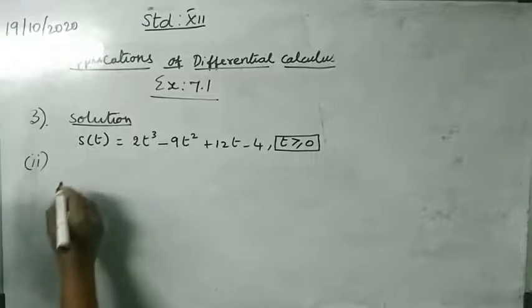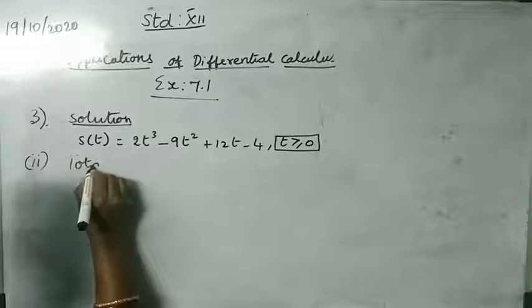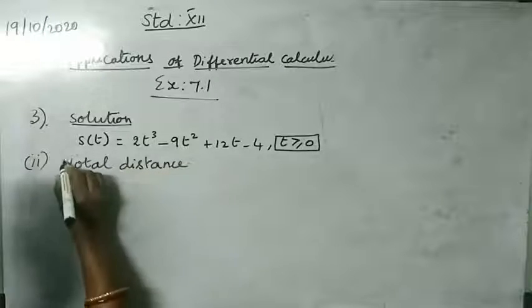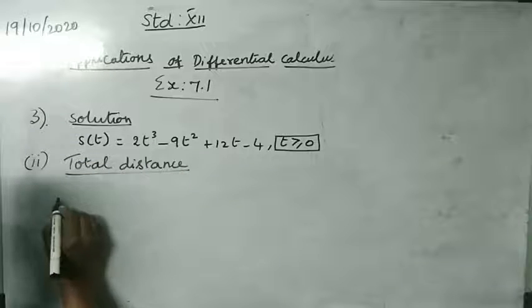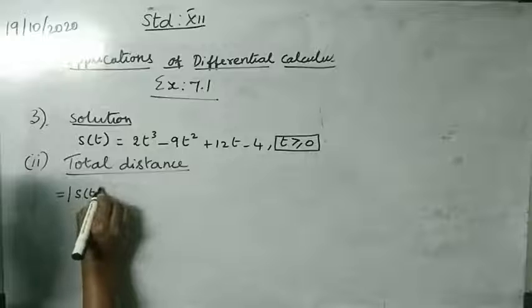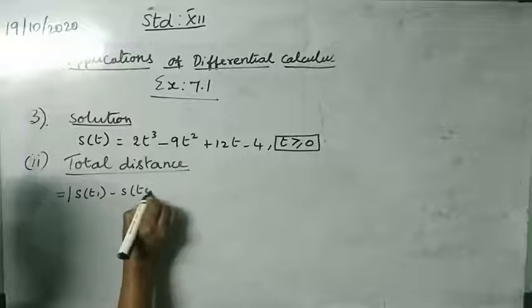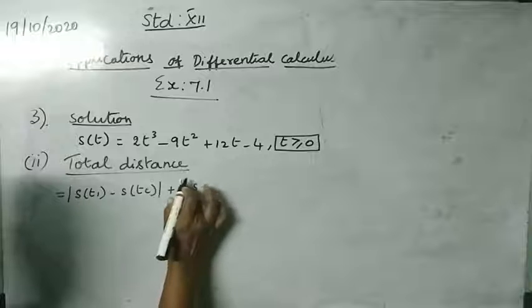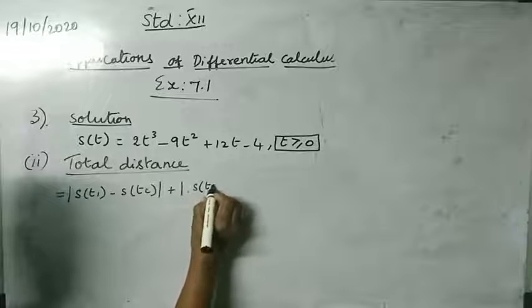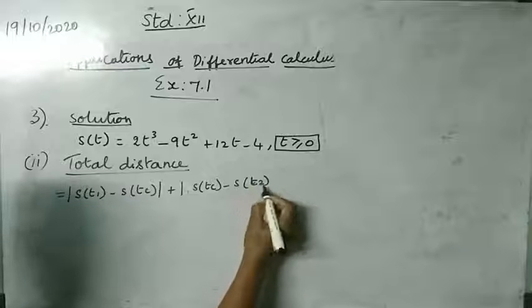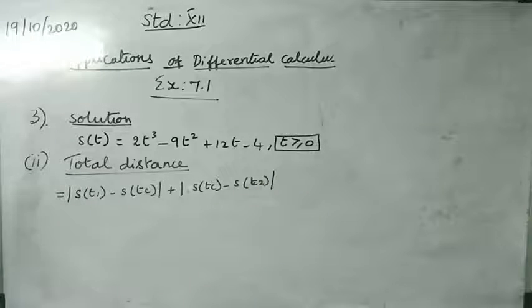Second subdivision is to find the total distance travelled by the particle. To find the total distance, we can use the formula modulus of S of t1 minus S of tc, plus modulus of S of tc minus S of t2. So let us take this formula.